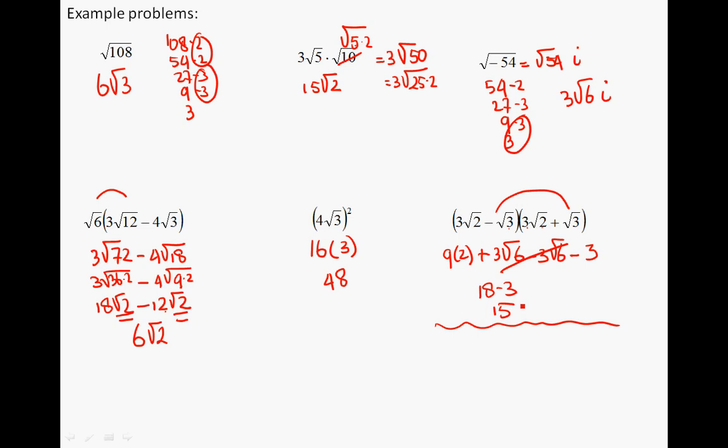The other way would have been to recognize this as an A, and then that's a B. So this is A minus B times A plus B. That's a conjugate pair. So you get A squared minus B squared. Well, that would have been a little bit faster because I can just do 3 square root of 2 squared minus the square root of 3 squared. So this is 9 times 2 is 18, minus the square root of 3 squared is 3, and 18 minus 3 is 15. Same answer obviously, but different ways of getting there.